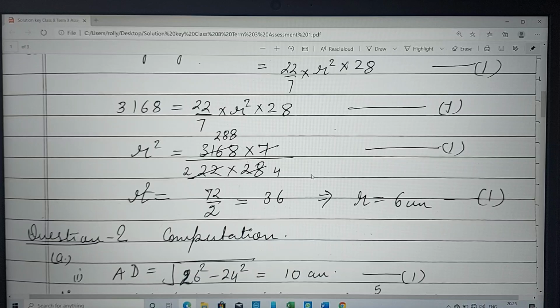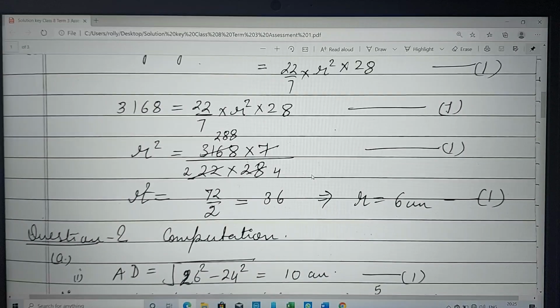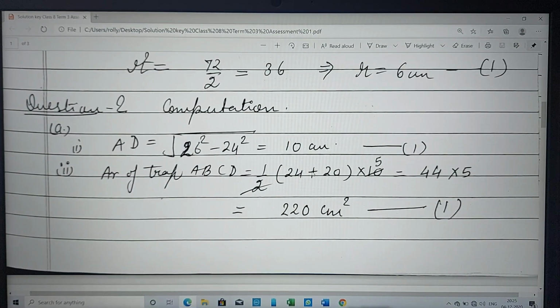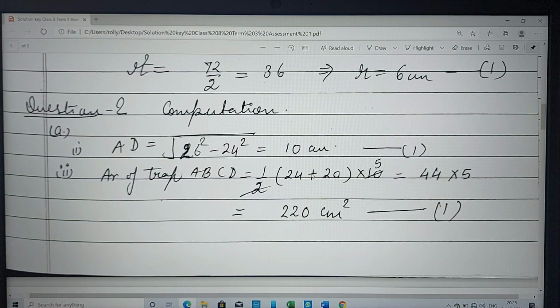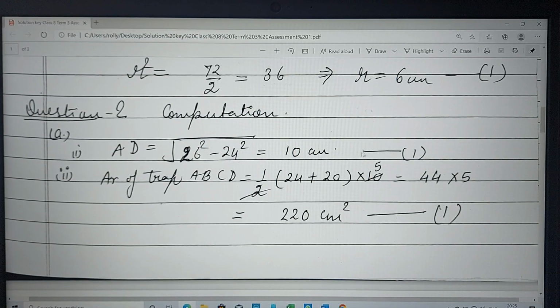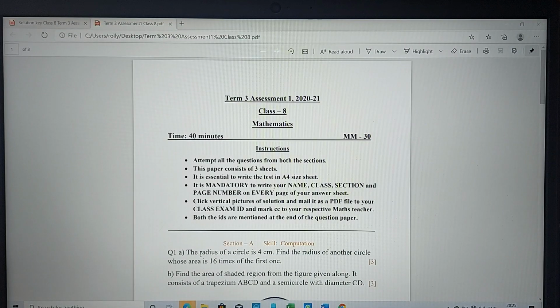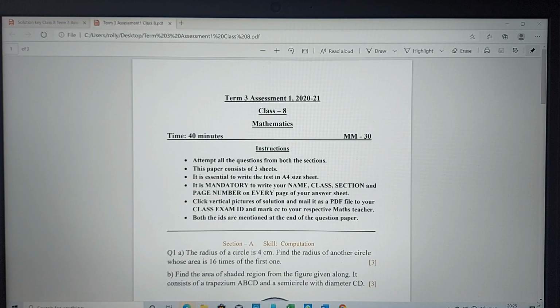Now, question number 2, based on the same skill, computation. In the first part, a diagram has been given and you are supposed to find out, first of all, the length of AD. It is a right angle triangle. Clear? The right angle triangle has been given. Wait a minute, I'll just show you the question paper. This is the question paper.